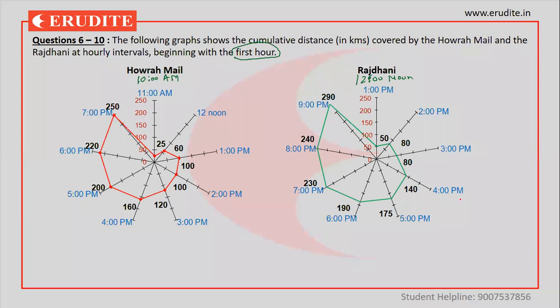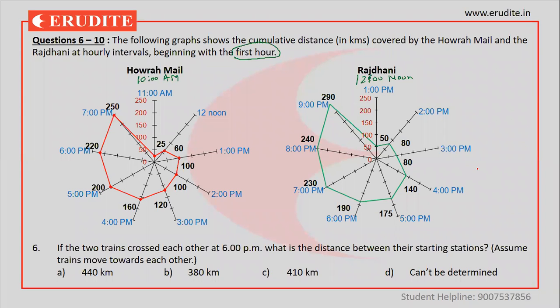Now let us look at the problems. Two trains cross each other at 6 p.m. So the total distance traveled by the individual trains till 6 p.m., if I add them, that will be the total distance, because the trains move towards each other. So at 6 p.m. how much has this one covered? 190. At 6 p.m. how much has this train covered? 220. So total distance would be their sum, that is 410. Option C.